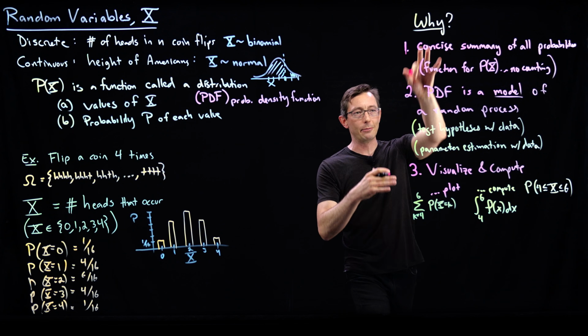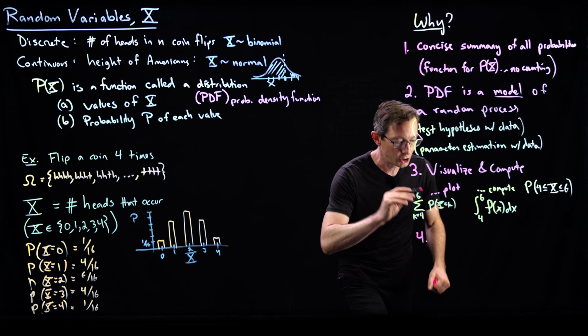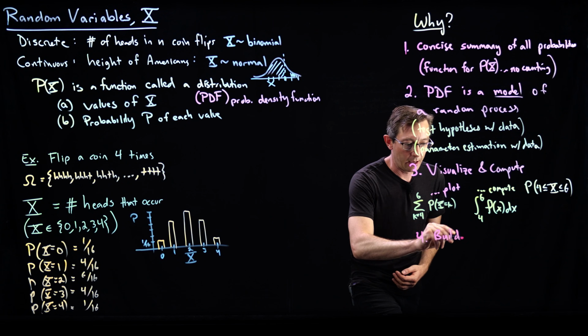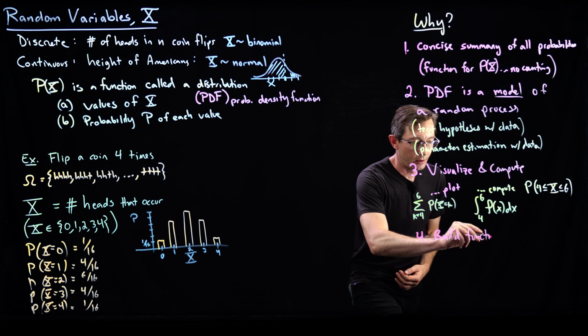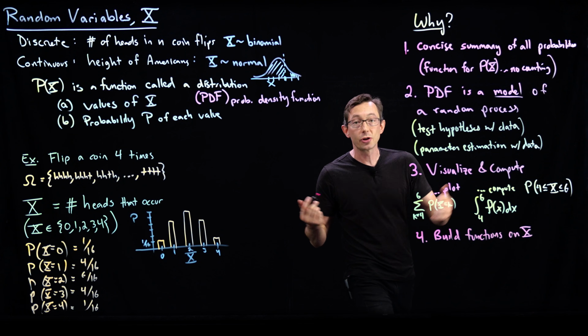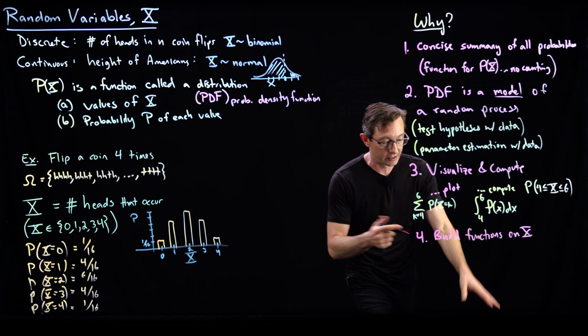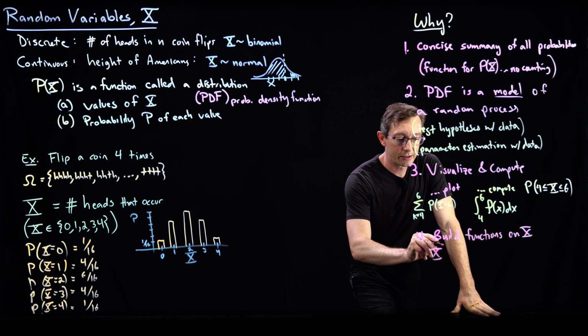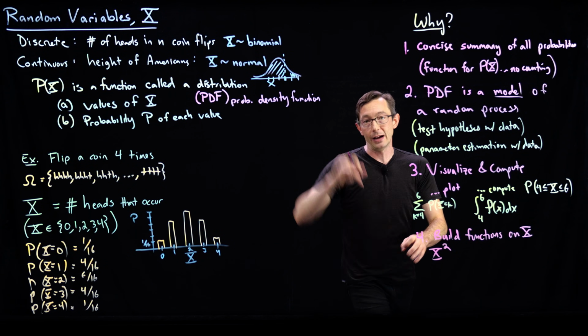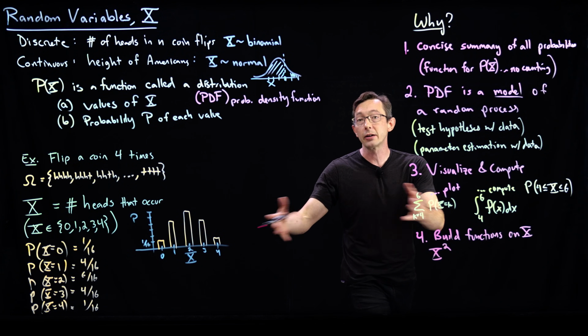Last thing, and there's a lot more, but the last thing I'm going to mention is that you can build functions on x. You can compute the distribution of x squared. That can be useful sometimes. That's a function of x. You can compute the expected value of x. That's another function. Or the variance of x.